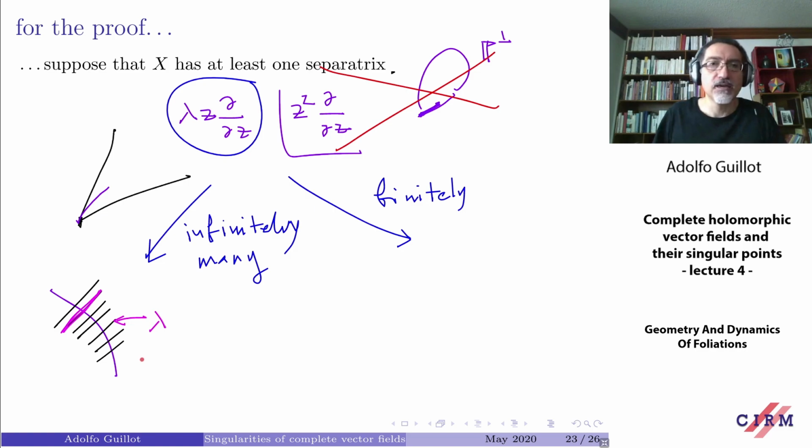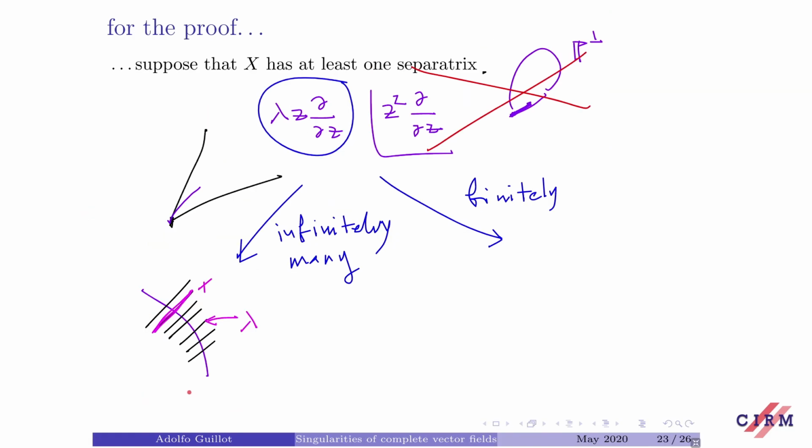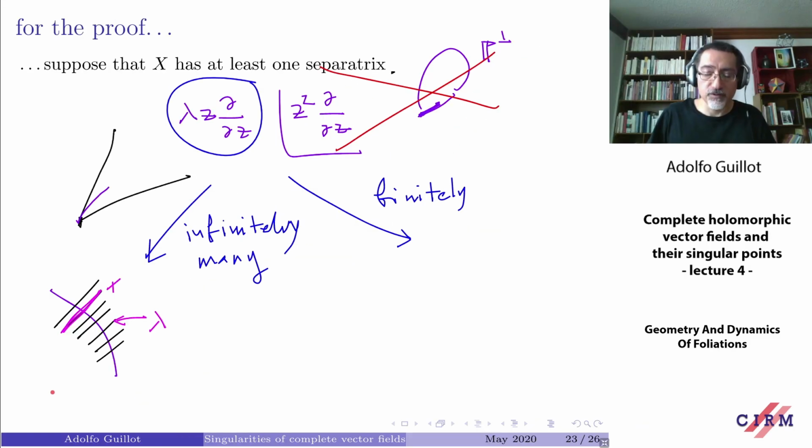So this lambda gives you a holomorphic function along this compact curve. So this is compact, so this function is constant. So in fact, you do not have these pink curves, and lambda is the same for all the curves. So you have a period for the action. The period is the same as the period of the vector field lambda z: 2i pi over lambda is a period.